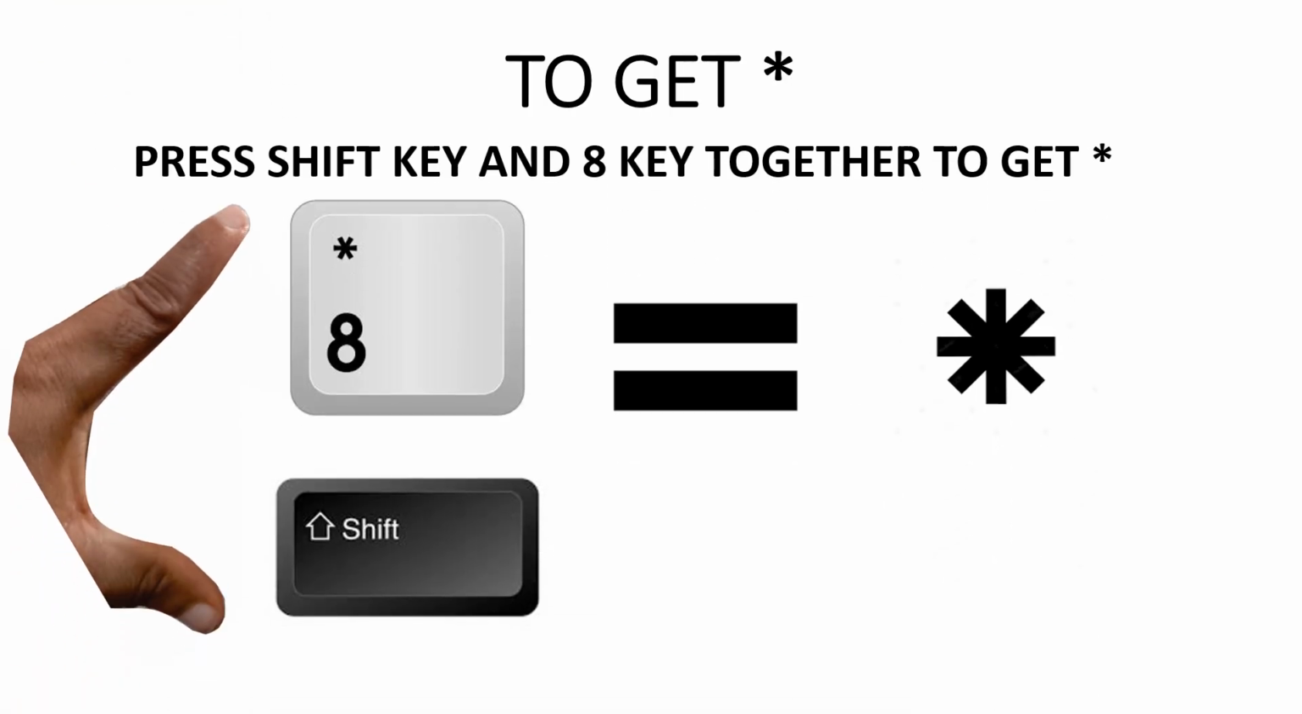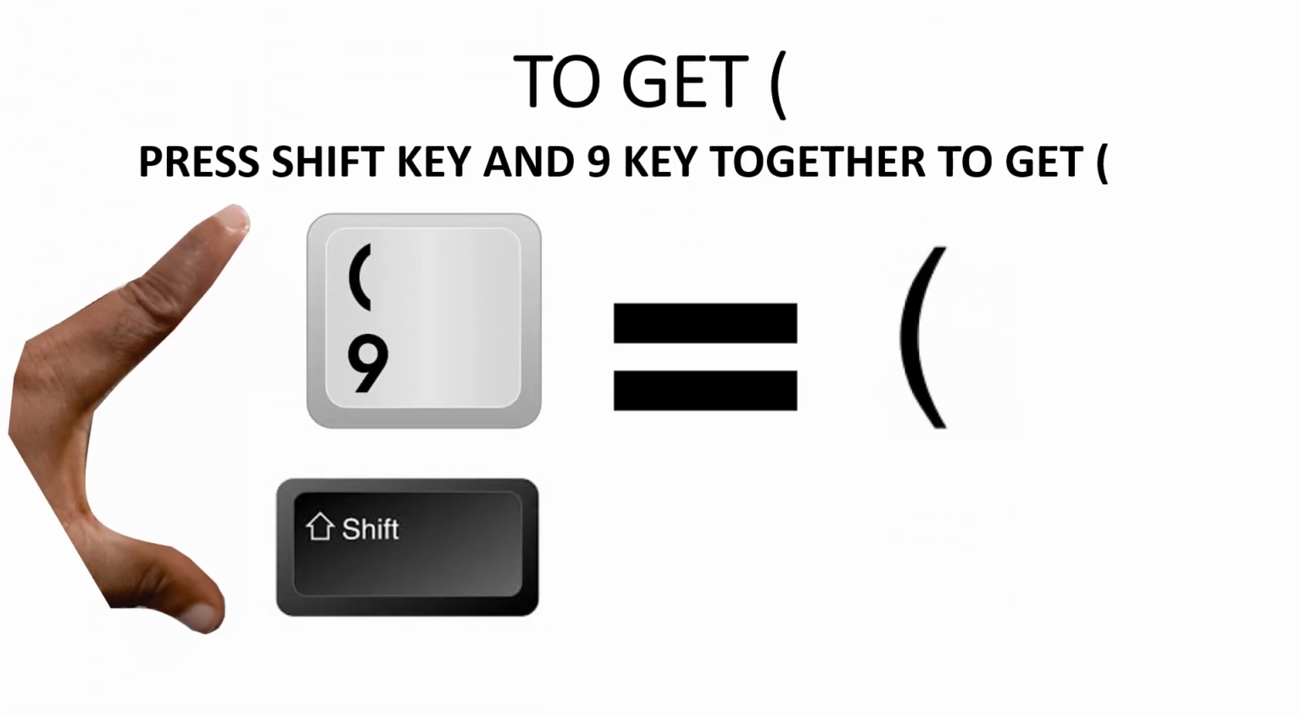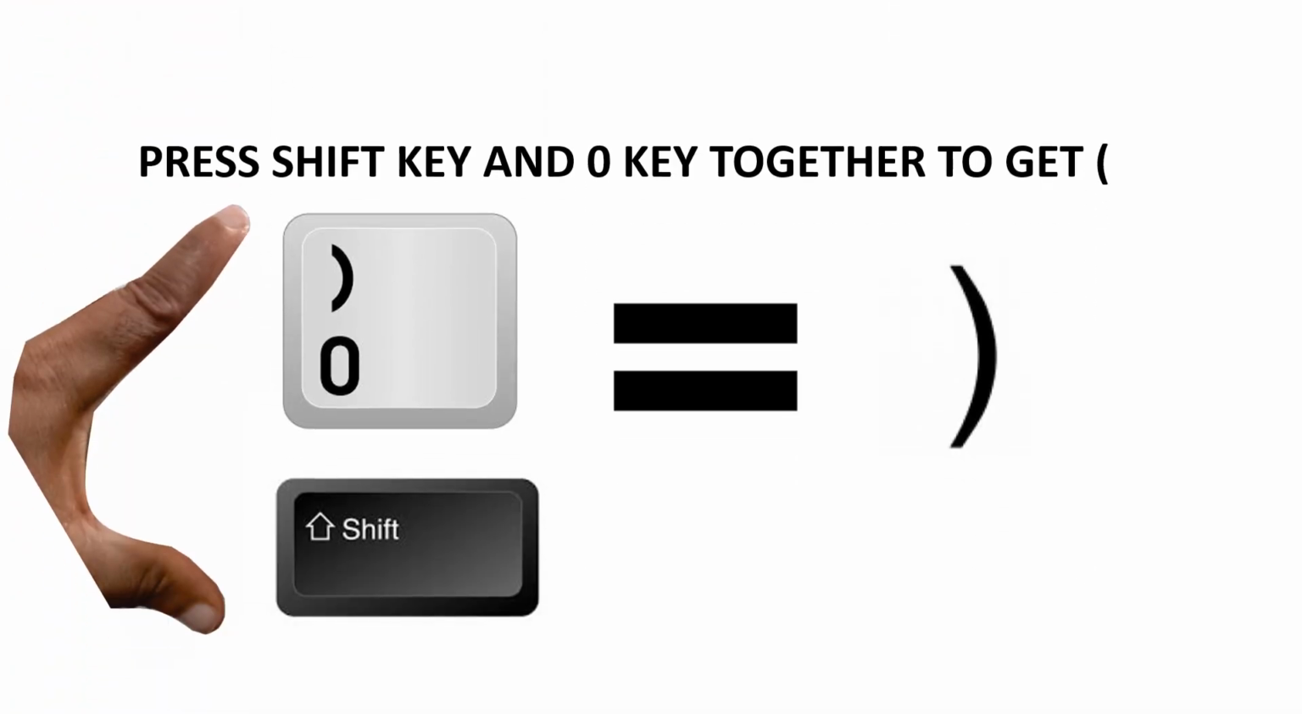To get the asterisk, press shift key and 8 key together. To open bracket, press shift key and 9 key together. To close bracket, press shift key and the 0 key together.